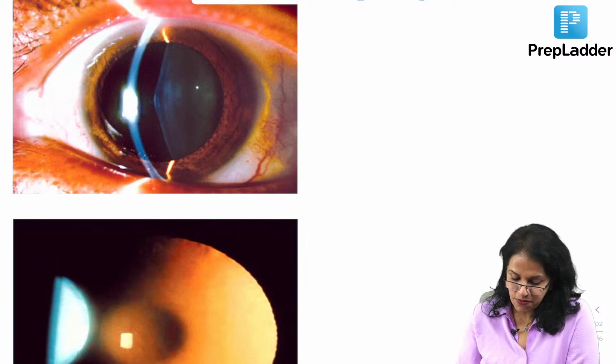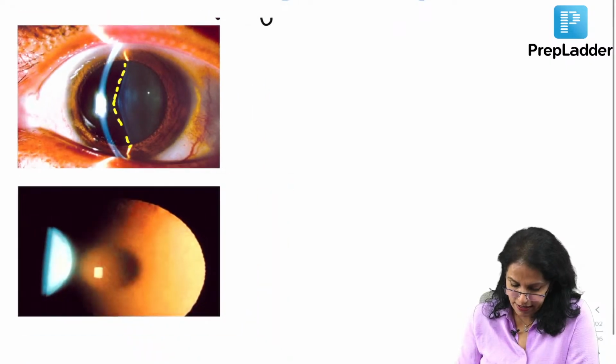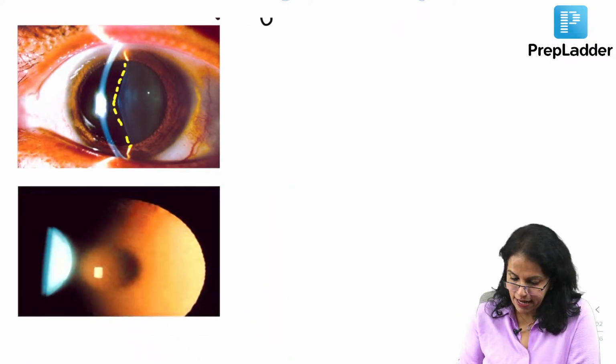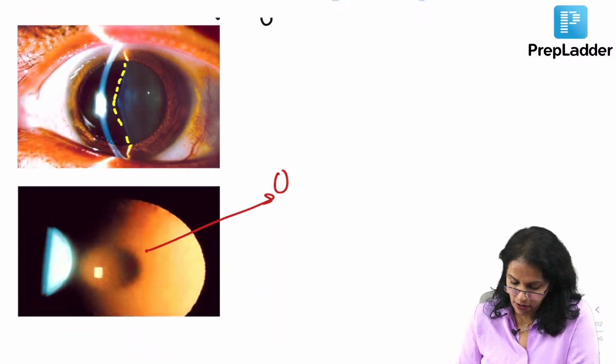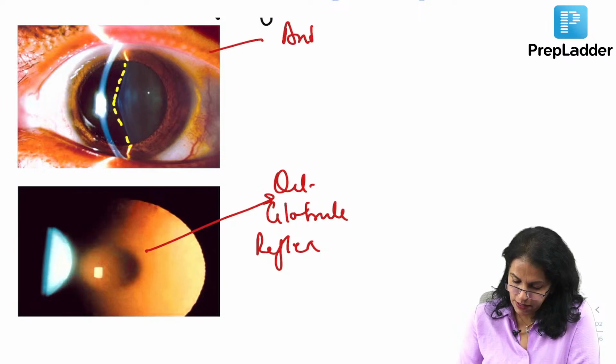Can you see the first one? Can we see this anterior lenticonus? And here what you get in retroillumination when you are looking in the slit lamp, you are getting oil globule reflex. So, it is not a drop. Okay? So, this was in relation to anterior lenticonus.